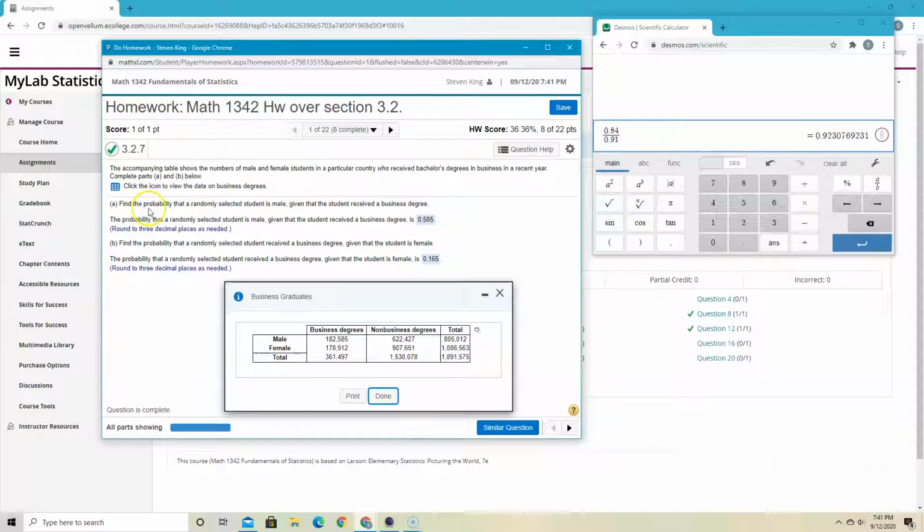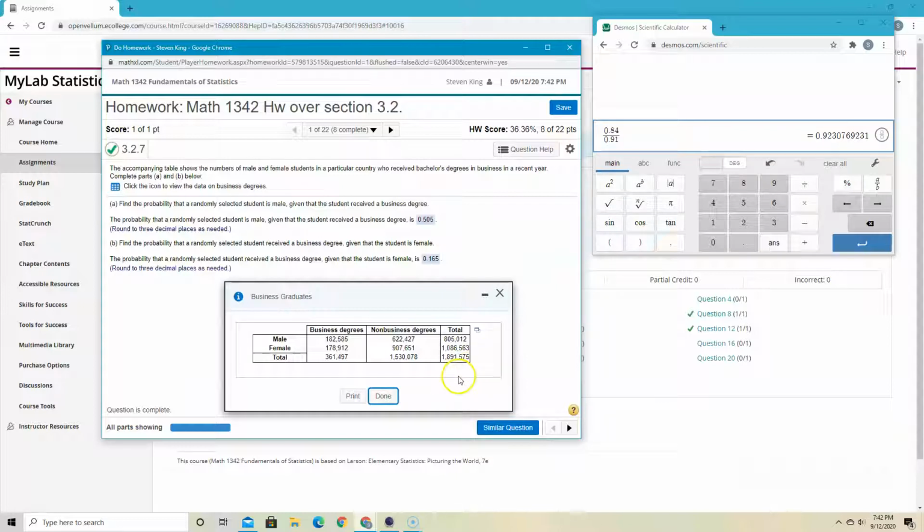If they just would have said, find the probability that a randomly selected student is a male, stop, well, then we would write, there are actually this many males and this many males, which add up to 805,012 males, out of this many, because this includes the females. And then you would say there's an 805,012 chance out of this 1,891,000 number.